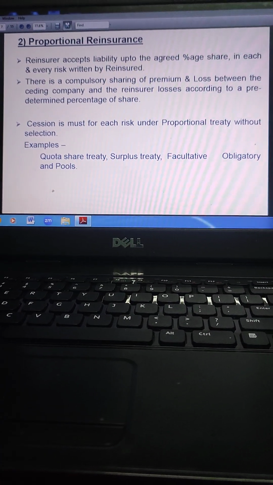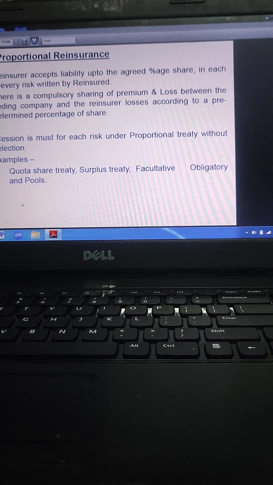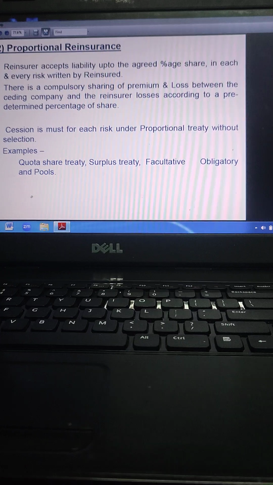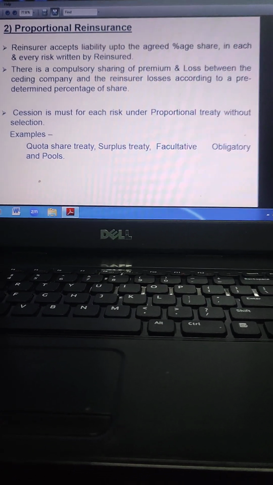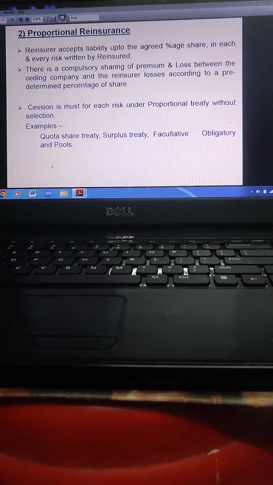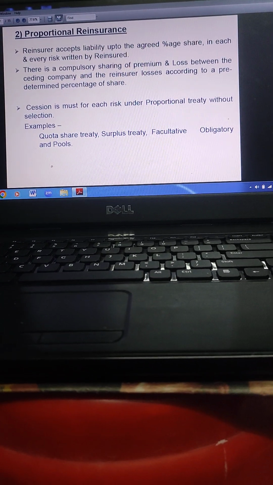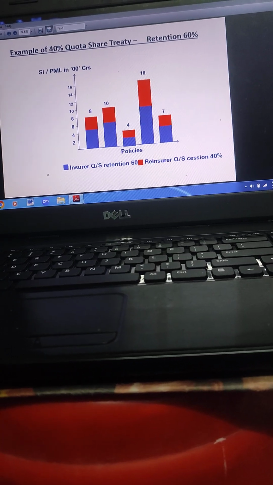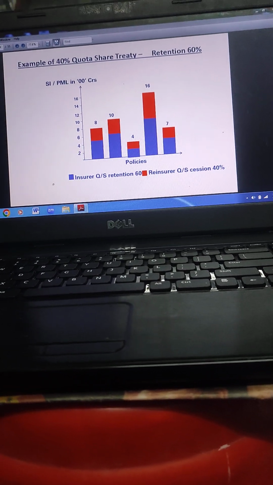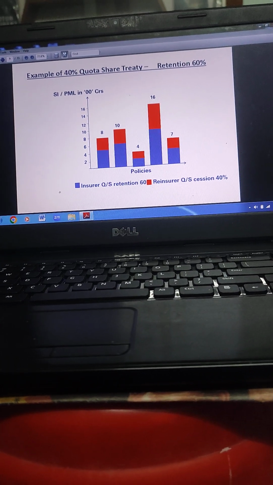There is compulsory sharing of premium and loss between the ceding company and the reinsurer. Loss is according to a predetermined percentage of share. Cession is a must for each risk under a proportional treaty without selection. Examples are quota share, surplus, facultative obligatory, and pools. For quota share, you can see this image. Here an example of a 40% quota share treaty is given; retention is 60%.